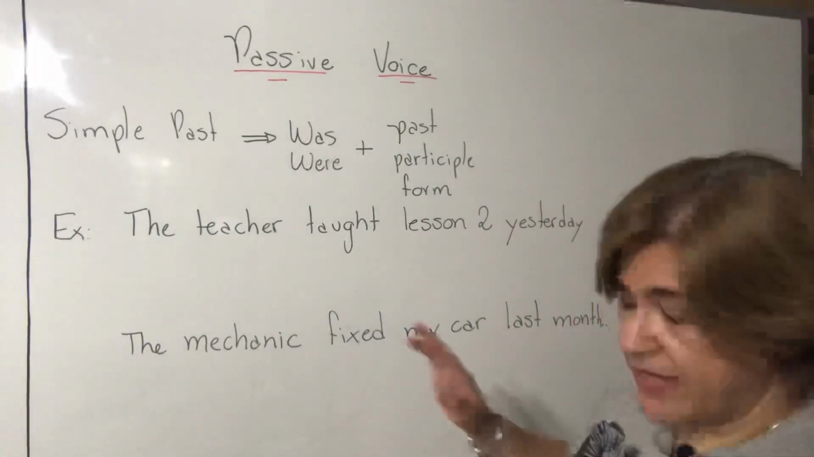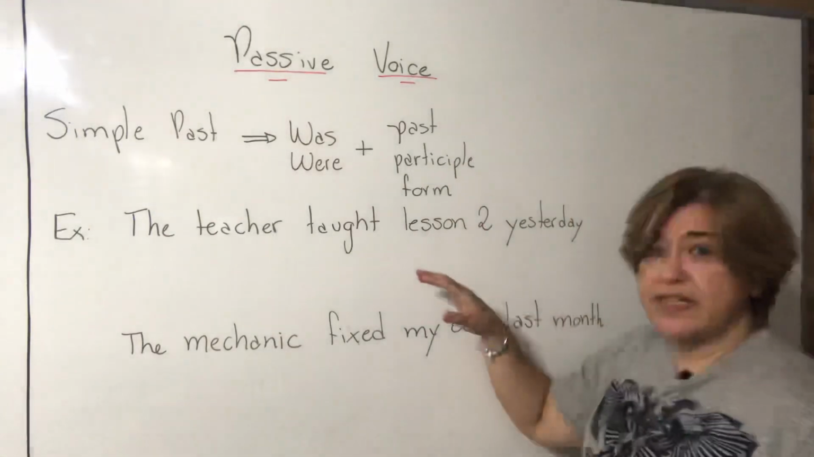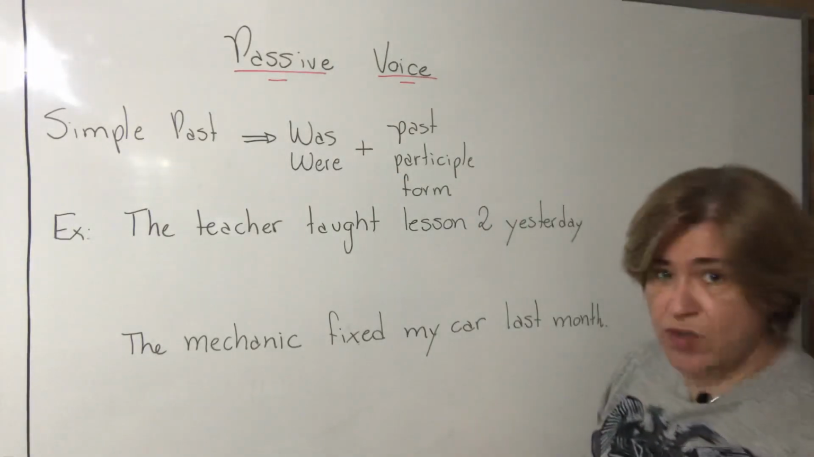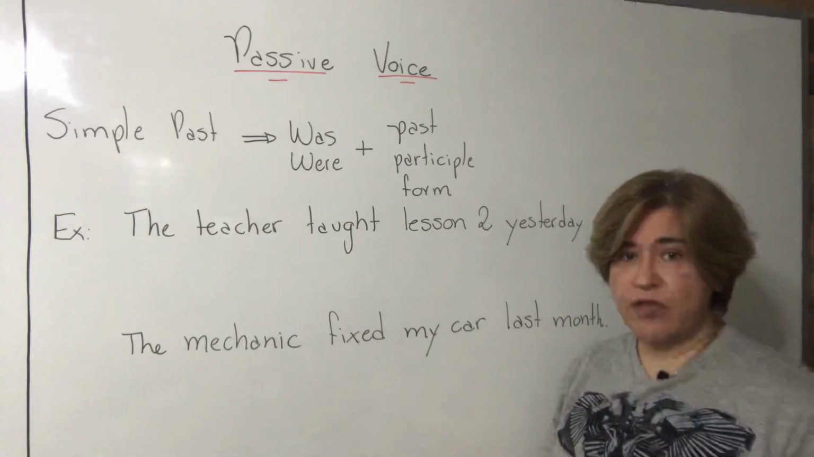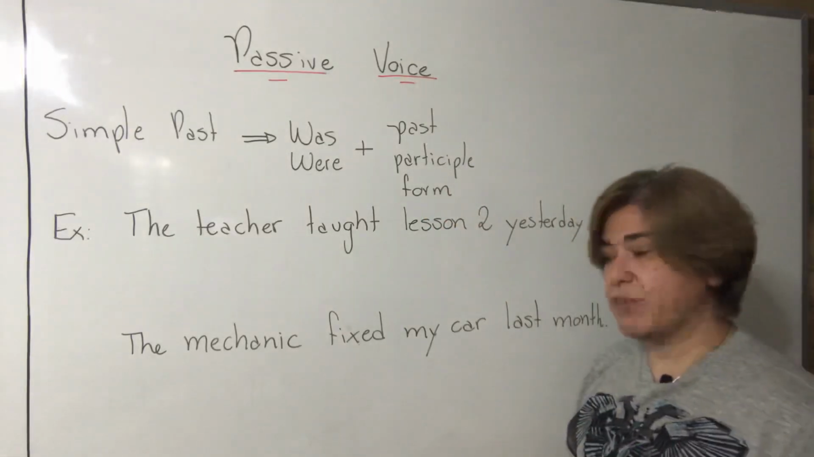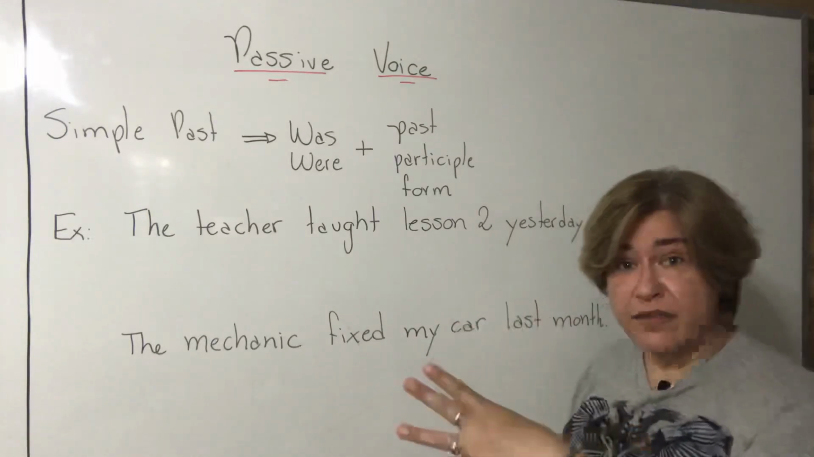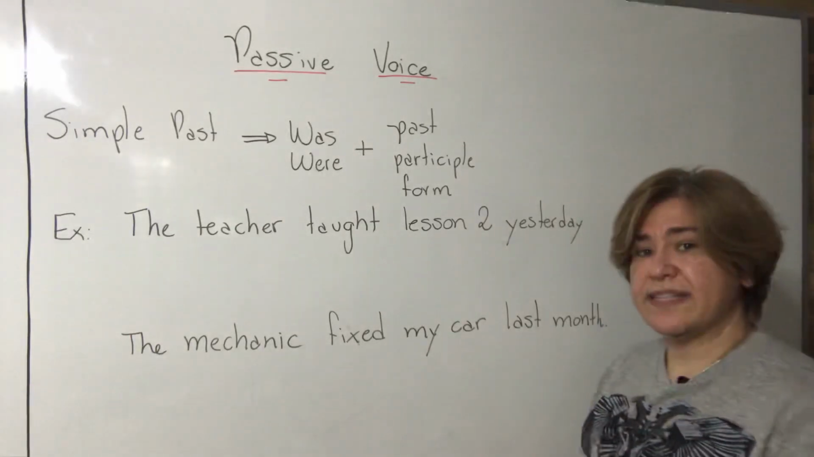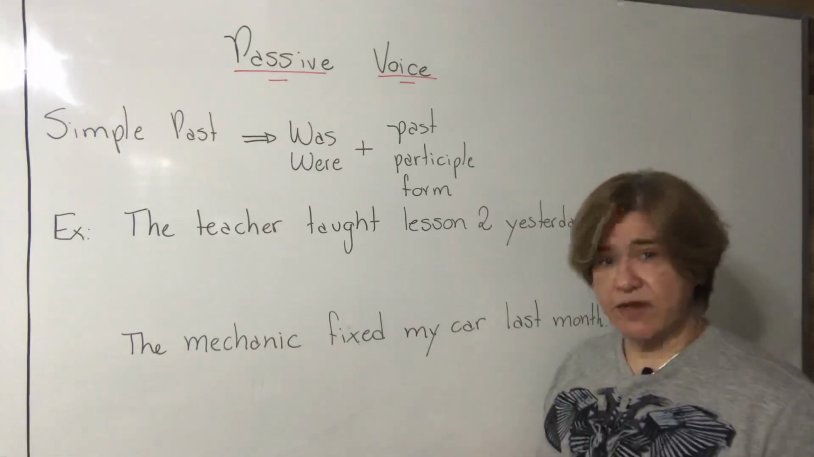Simple past. I'd like to focus more on simple past. The passive voice in simple past, we need to use verb to be in past, so that means was for I, he, she, it, and were for we, you, they, plus the main verb of the sentence, the principal verb of the sentence, in past participle, okay? The third column of the list of verbs.